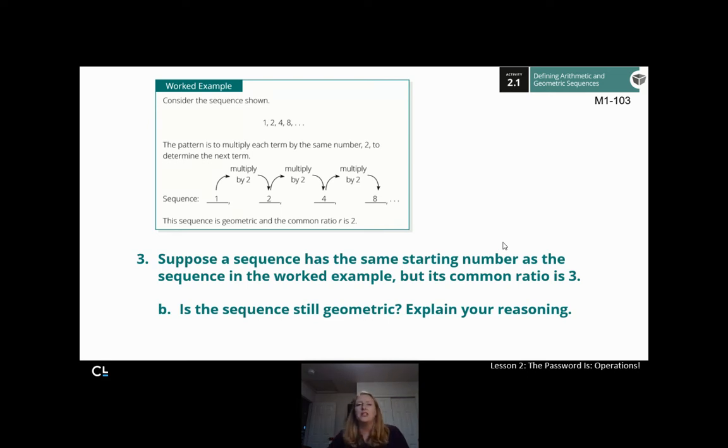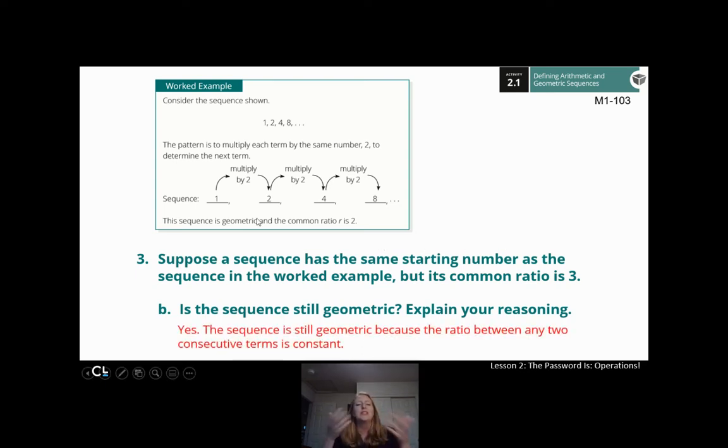So is the sequence still geometric? Yes, of course it is. The sequence is still geometric because the ratio between any two consecutive terms is constant. Fancy word for, yeah, it's geometric because we're still multiplying by a constant number over and over again. Common ratio, in this case, 3.